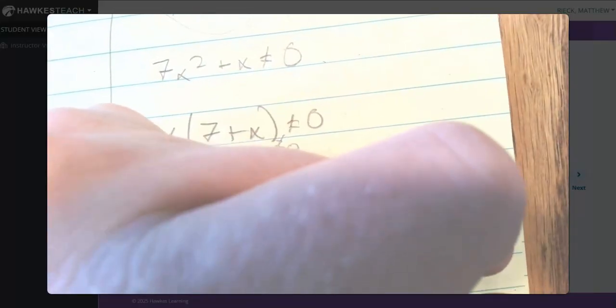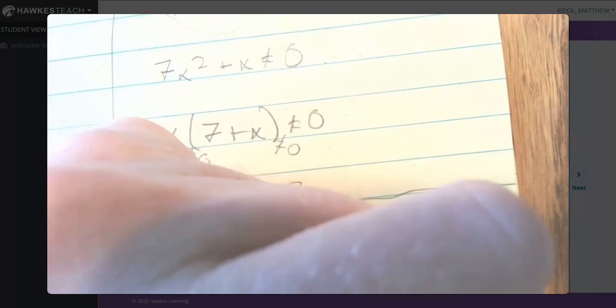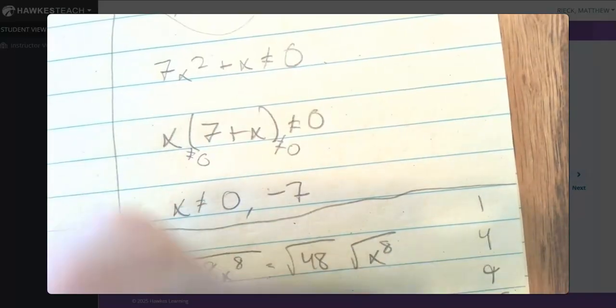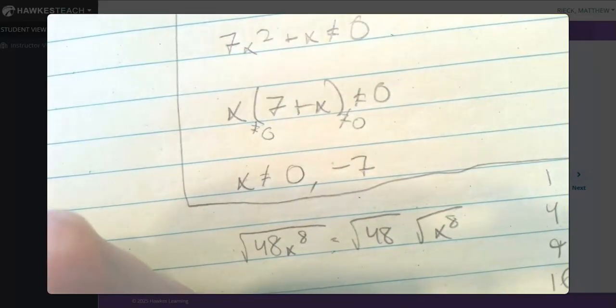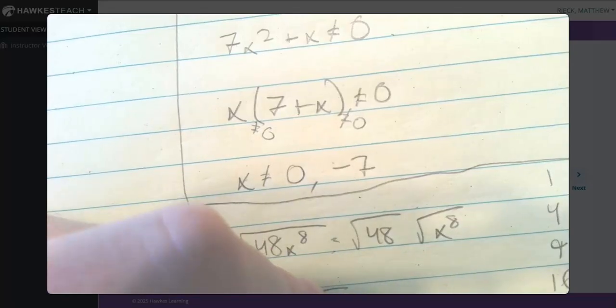Your perfect squares are 1, 4, 9, 16. And 16 does go into 48. So we can break apart this 48 into the square root of 16 times the square root of 3.